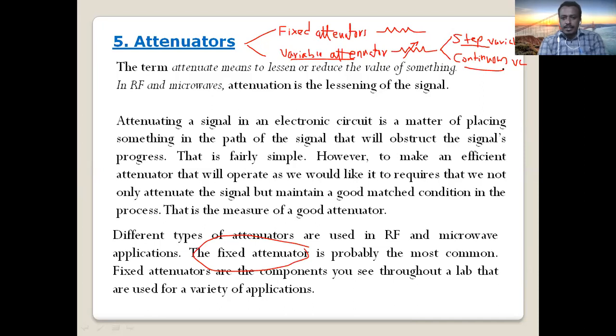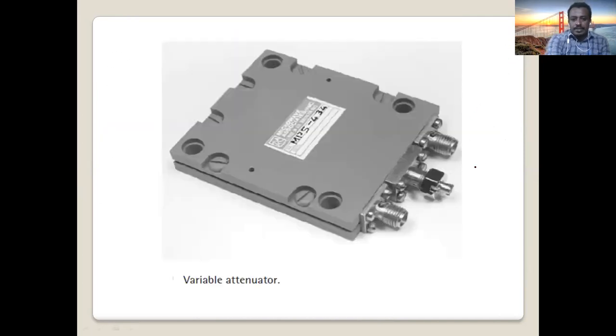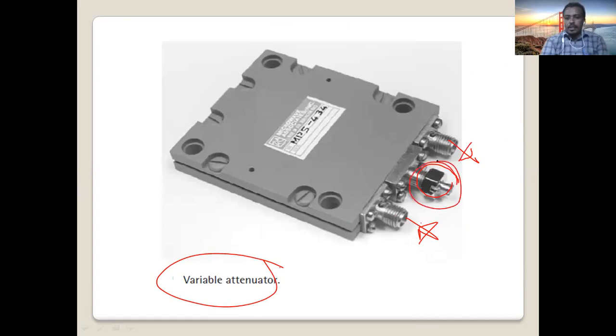Step variable means that with these variable attenuators, you can adjust the amount of attenuation of the device. As you can see here, this is one type of variable attenuator. In the middle, you see a knob. You apply some power as input at one port, and the other port will be the output. How much power you want to reduce from the input power, you can adjust it. It's not fixed. For a fixed case, if you bring a 6 dB attenuator, it's always 6 dB. If you bring 20 dB, it will be 20 dB, no adjustment. But here, it's variable, you can adjust it.